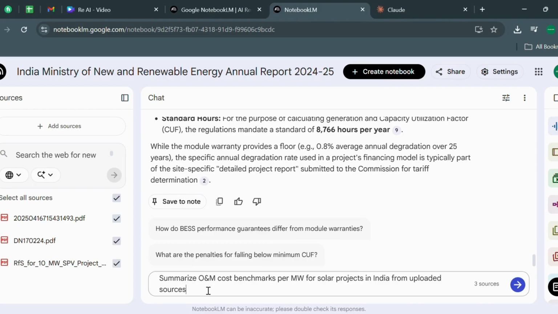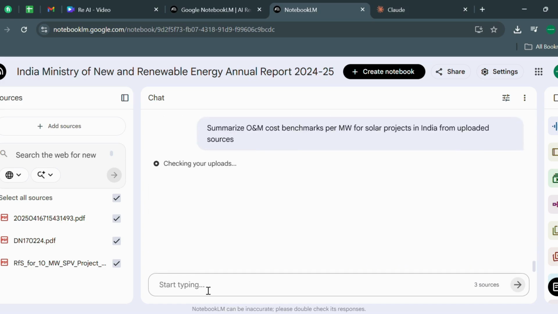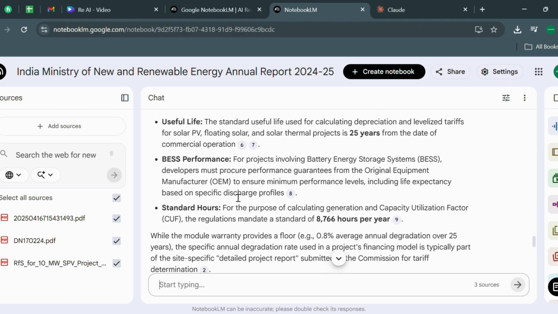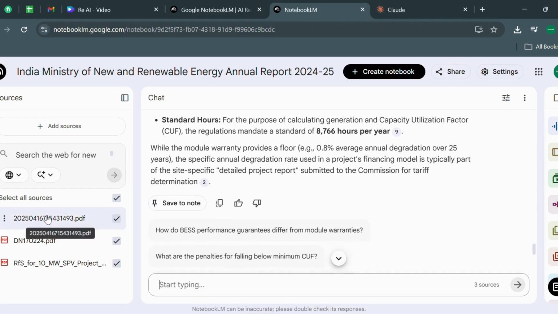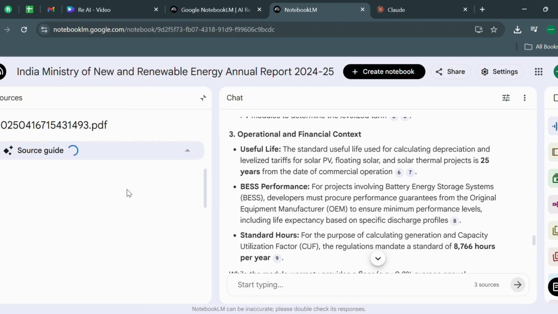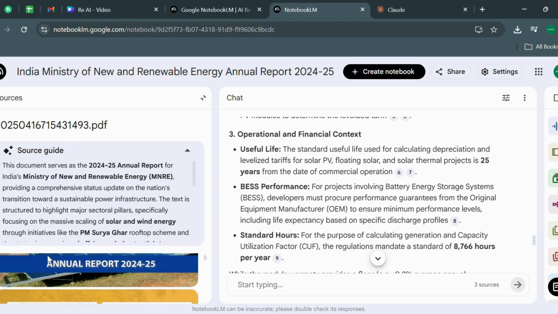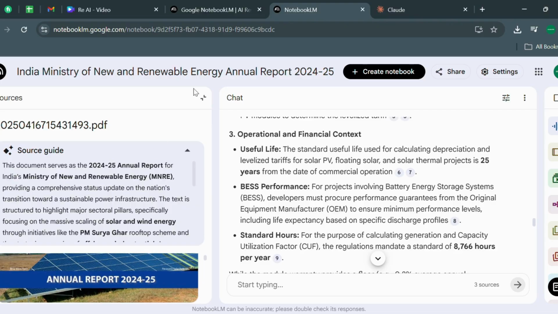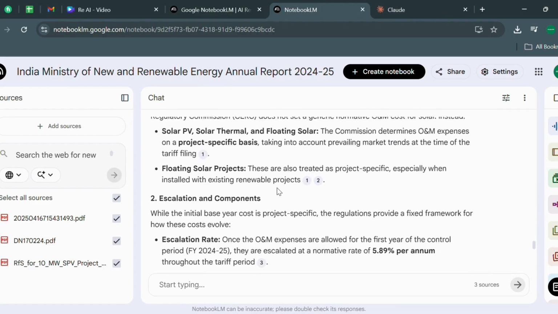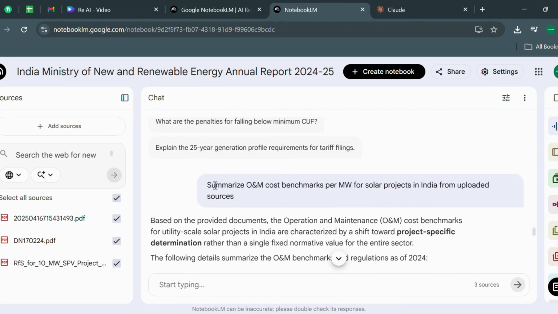Now prompt 2, degradation rate analysis: extract degradation assumptions used in tariff filings and financing documents. And another one, O&M cost benchmarking: summarize O&M cost benchmarking per megawatt for solar projects in India from uploaded sources. And you can also ask comparative questions. This is quite upgraded, as most people stop at summary. You can go deep. You can say, identify inconsistency in CUF assumptions across government reports and private sector filings.